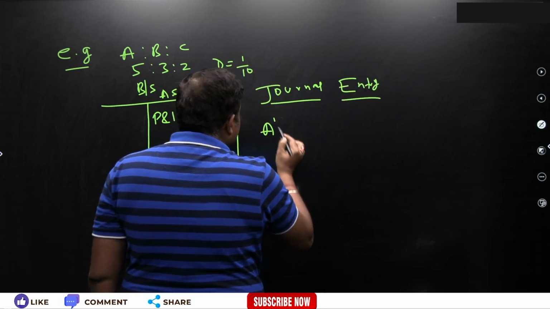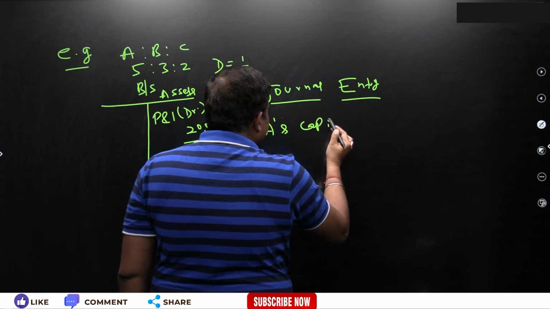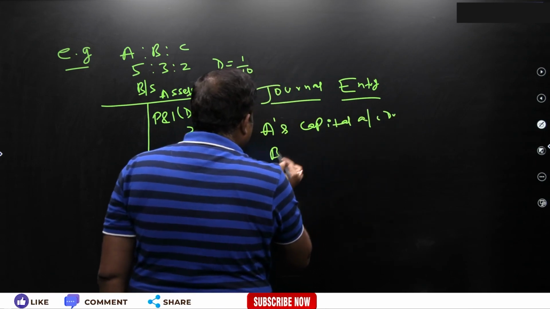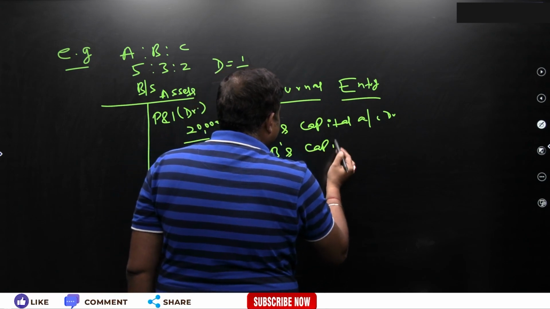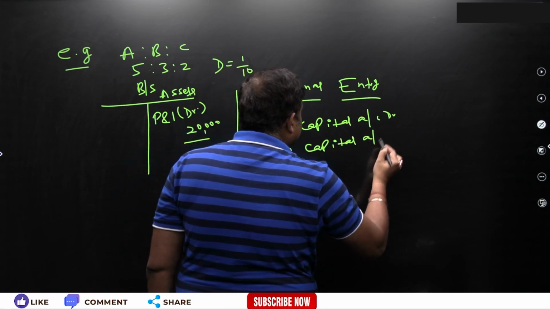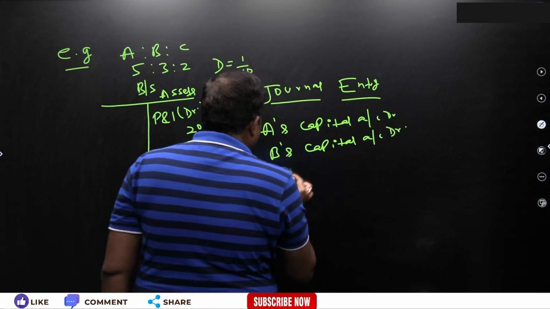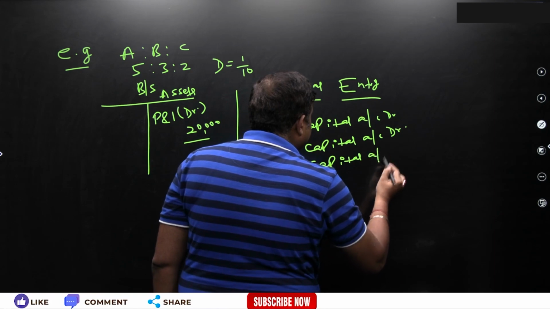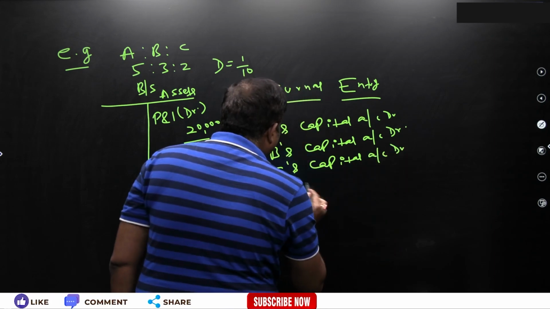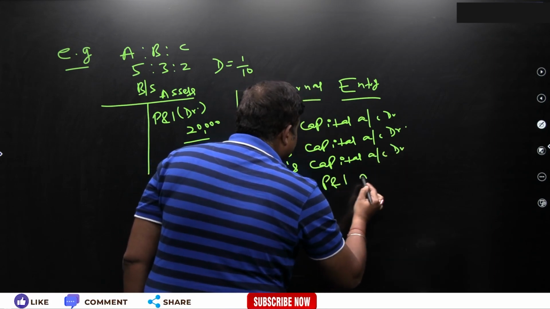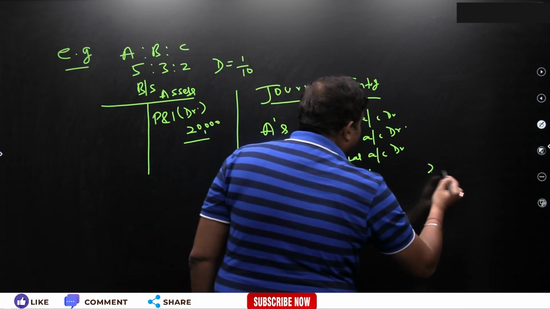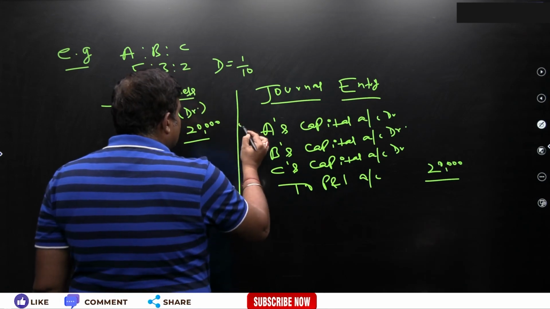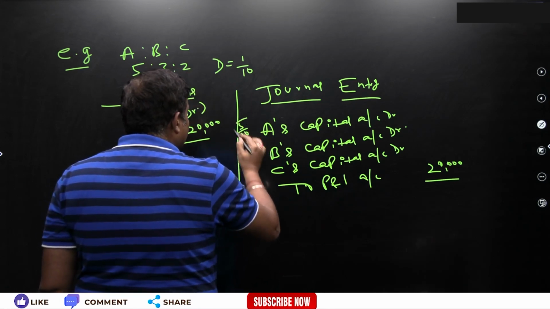So the journal entry is A's capital account debit, B's capital account debit, C's capital account debit, to profit and loss account, and the value is 20,000, and this amount is distributed in the ratio of 5:3:2. That is the old ratio.